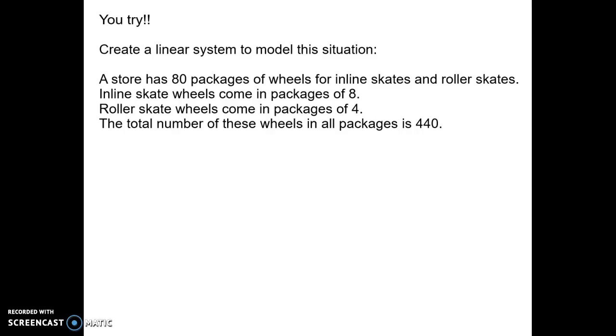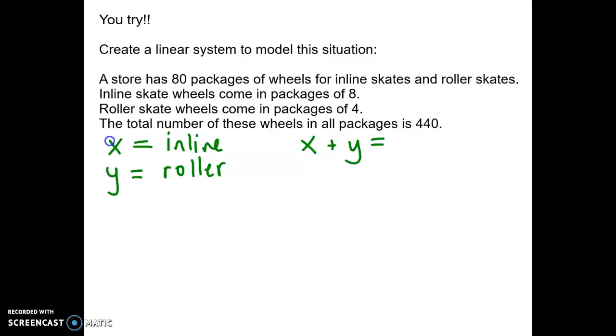So as I walked around, I did see that you guys had X was inline and Y was roller skates. If you had it backwards, that's okay. But you had to state what your X and your Y were. One of your equations would just be that your X and your Y would equal 80, because 80 was the total packages of wheels. So if you add the inline packages and the roller skate packages, you have 80 total packages. Now that was the trickier one to come up with, it looked like.